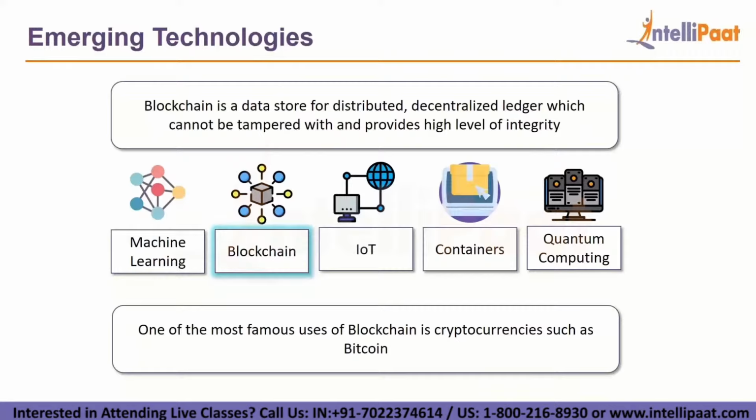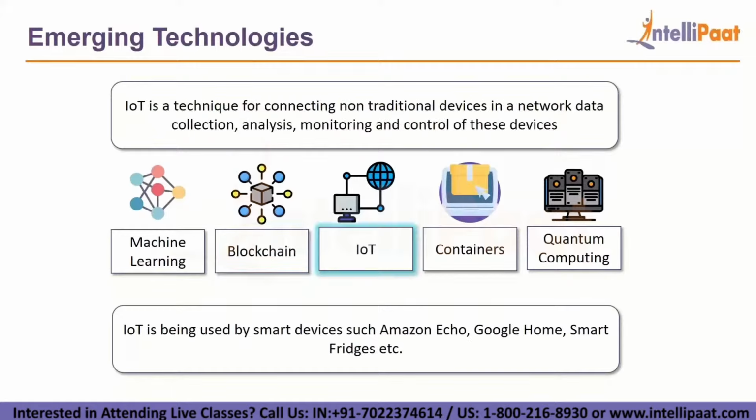One of the most famous uses of blockchain is in cryptocurrencies. Since it's a distributed ledger, issuing new cryptocurrencies to new people, and then transmission of those cryptocurrencies from one person to another is done on blockchain, such as Bitcoin. Then there's IoT.